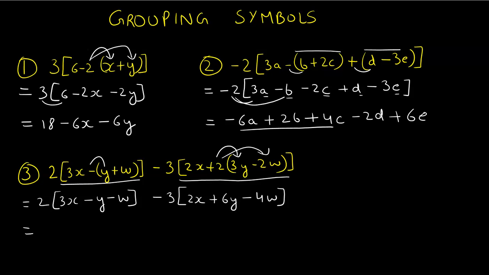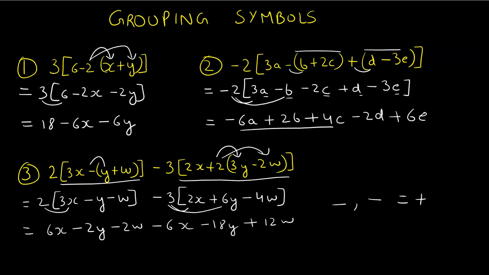Okay, and now we will solve this one. We get 6x, 2 times 3x is 6x, then negative 2y and negative 2w. Over here we have negative 3 times positive 2x, we get negative 6x. Then negative 3 times positive 6y, we get negative 18y, and finally we have plus 12w, because the negative sign times negative, we get positive. So negative 3 times negative 4, that is positive 12w.